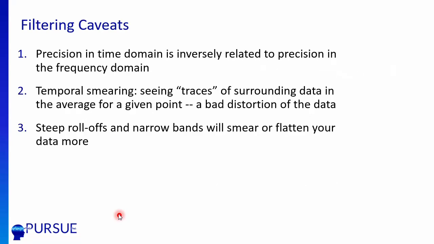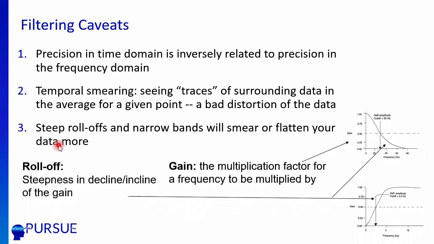So, some filtering caveats: in particular, pay attention to really steep roll-offs or narrow bands, because that's going to flatten or potentially distort your data. What we mean by a roll-off is the slope of this line here, how quickly it's diminishing the gain of any frequencies that pass by. And remember, gain is the amplification factor, right? So really steep or narrow bands are going to potentially distort the data. You want to pay attention to that if you're reading papers.